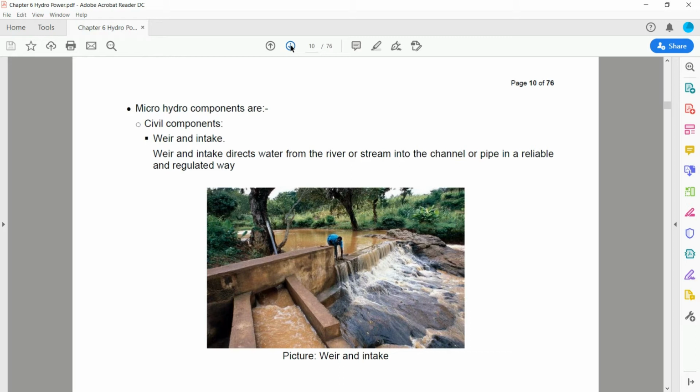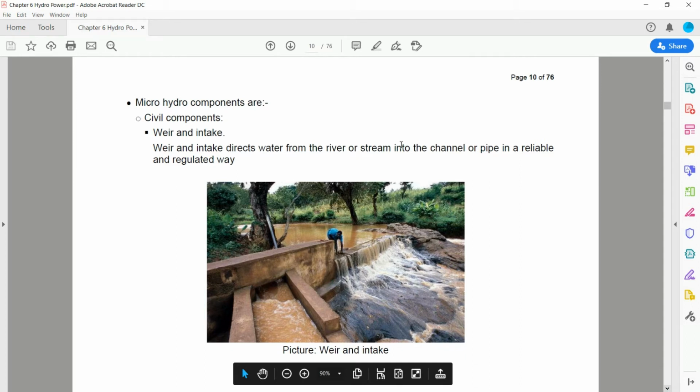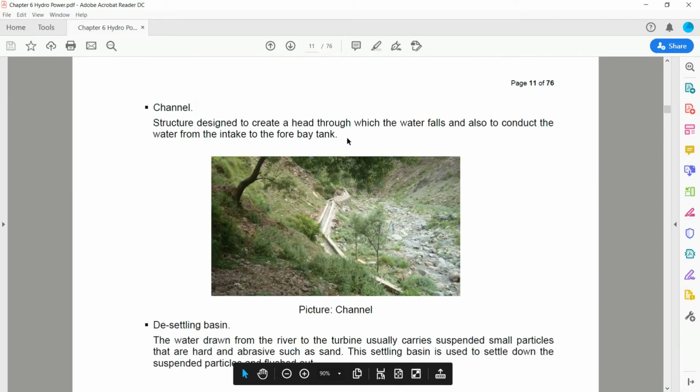So the microhydro components are, first, civil components. We have the weir and intake. The weir and intake direct water from the river or stream into a channel or pipe in a reliable and regulated way. So this is a weir, and here is the intake. This is a channel, okay, flowing down from the intake. It is a structure designed to create a head through which the water falls, and also to conduct the water from the intake to the forebay tank.